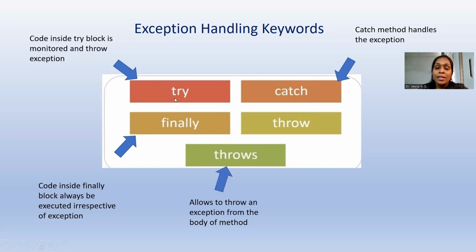You have the keyword called throws. Sometimes I don't want to write it explicitly in the try block and the catch method. I can just say that this is a method I have written, and inside that method, if there are some exceptions, it should be able to throw those exceptions. In that case, we make use of the throws keyword, which allows us to throw an exception from the body of the method.